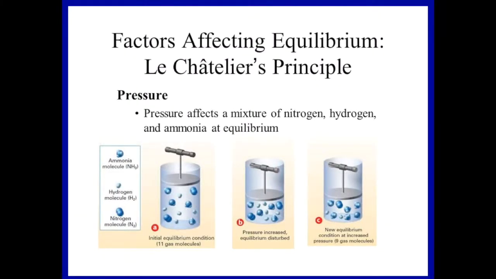We saw the Haber process. This is another outlining of the Haber process. I probably don't need this slide with the others necessarily, but same idea. I'm taking hydrogen and nitrogen, I'm squeezing it down, I end up making more ammonia because the system is changing to reduce the stress on the system.